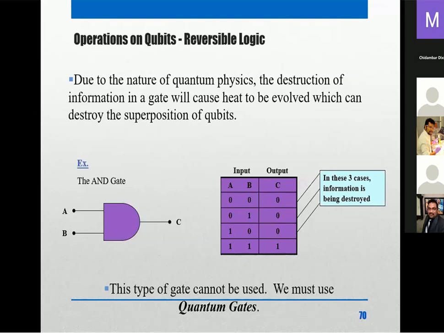0, 0, output is a 0, right? And 0, 1, again we are getting 0. So value is destroyed. To understand, heat is the output is a 0, destroyed. That is the concept.